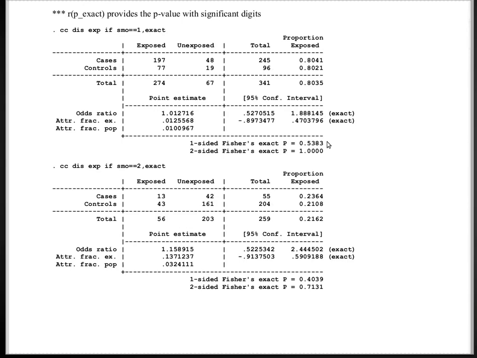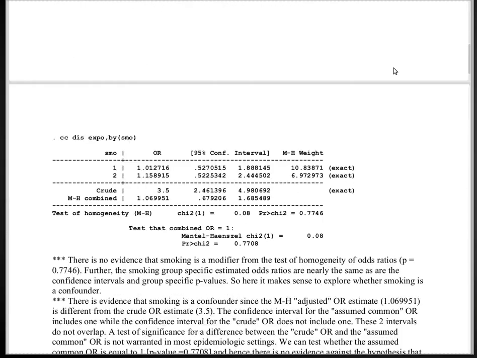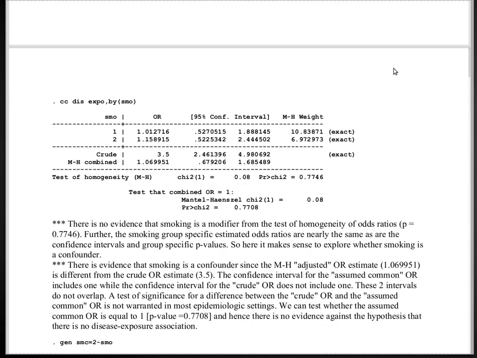Aha, now you're thinking, I know what this is. We did this. Here's the stratified analysis, essentially compactly combined. The two stratum-specific odds ratio estimates for the smokers and the non-smokers, the crude and the combined. Okay. So what do we got?